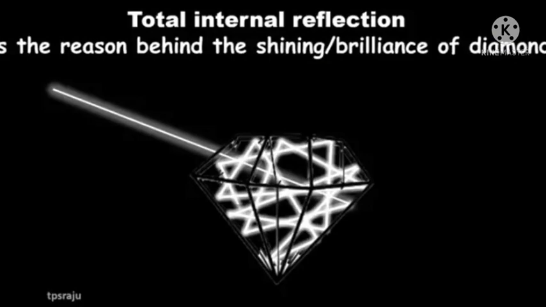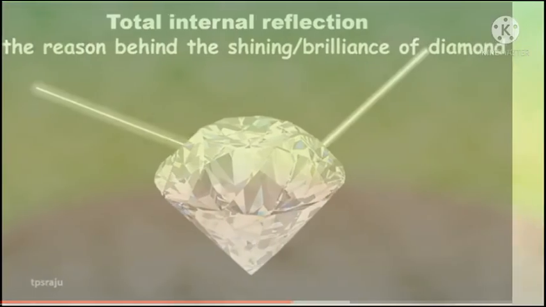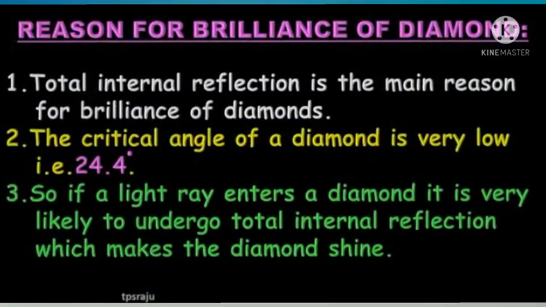Now, we are going to understand the reason for brilliance of diamond and about mirages. The reason for brilliance of diamond is that the critical angle of diamond is very low, that is 24.4 degrees. So, if a light ray enters a diamond, it is very likely to undergo total internal reflection, which makes the diamond shine.